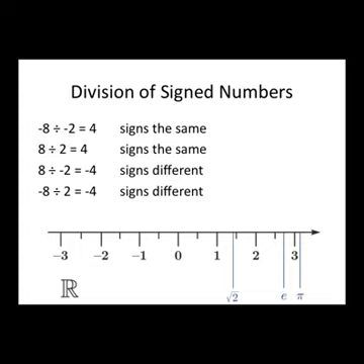Division is the same thing. Negative 8 divided by negative 2, the signs are the same. It's a positive result. 8 divided by 2, again, signs are the same. Positive result. 8 divided by negative 2, the signs are different. It's a negative result. Negative 8 divided by 2, again, signs are different. Negative result.